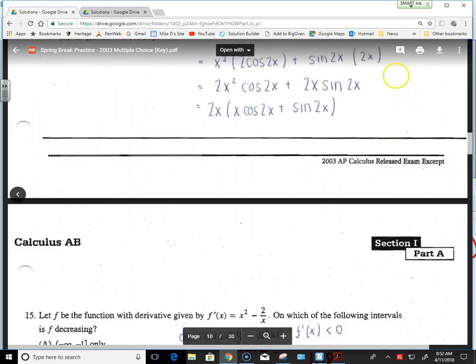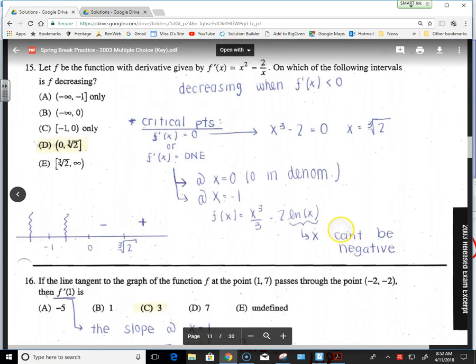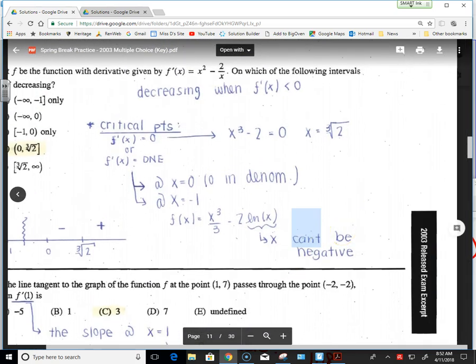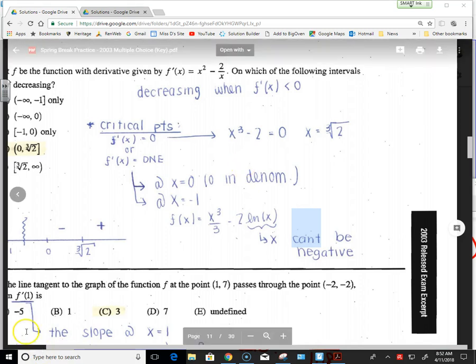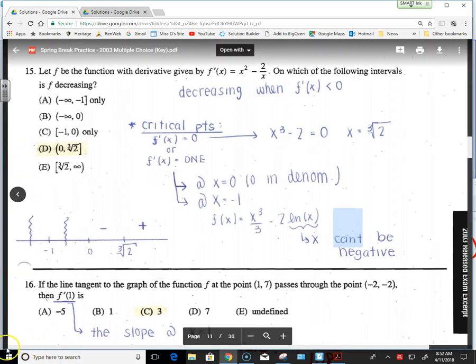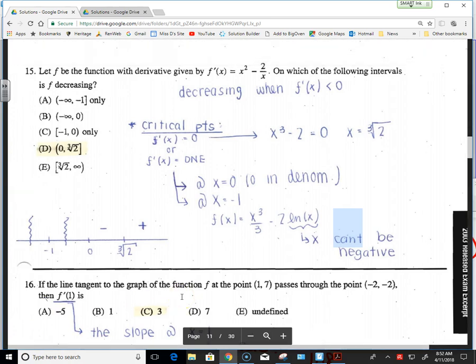Okay. 15, guys, the key word was decreasing. Hey, when you see, you think. It's there. It's also in the forever cards. When you see decreasing, what should you be thinking? And then check it. What did they give you? Didn't they give you f prime? So they gave you f prime. f is decreasing when f prime is less than 0.